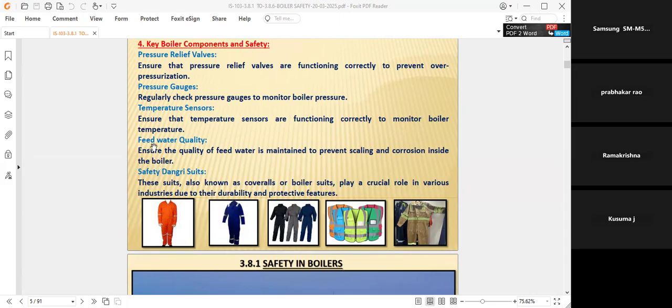Feed water quality we will discuss in the coming slides, because feed water quality is also an item. Ensure the quality of the boiler feed water is maintained to prevent scaling and corrosion inside the boiler. As I already told, there are specifications for the boiler: demineralized water, that is DM water. We call it the DM plant. Normal water is processed and prepared there. And the requirements are given in the manual as the feed water specification.